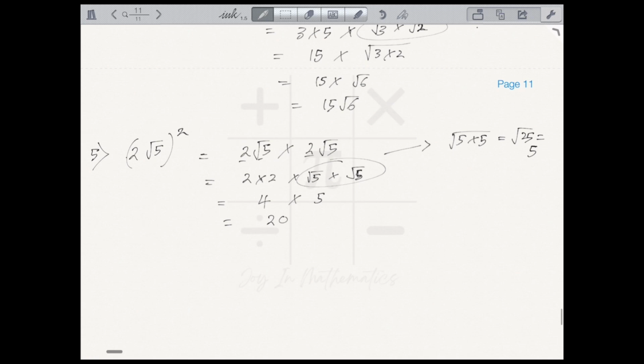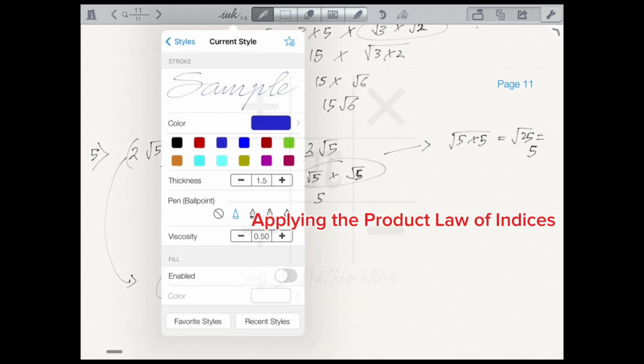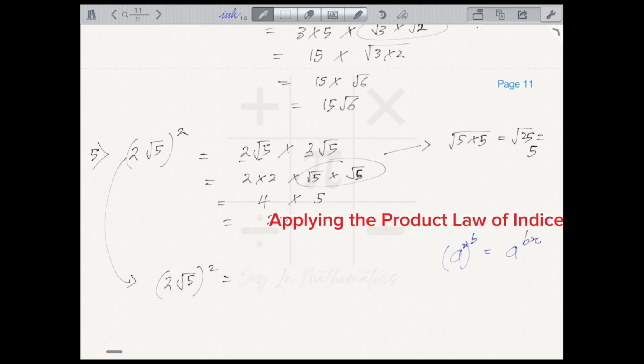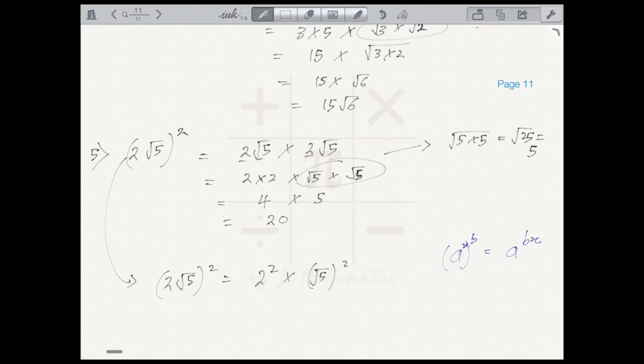Another simple way of performing this operation is by saying 2 root 5 squared. Now we are going to apply our law of indices that says a raised to the power x, raised to the power of b, is equal to a raised to the power bx. Therefore, this becomes 2 squared multiplied by root 5 squared. 2 raised to the power 2 is 4. Root 5 raised to the power 2 is simply 5, because the square root will be nullified by the square. So this will give us 20.